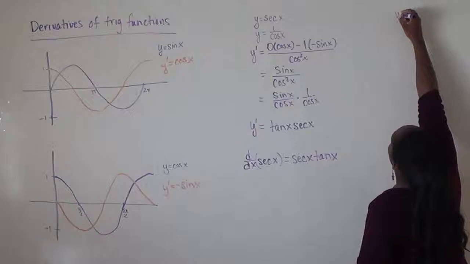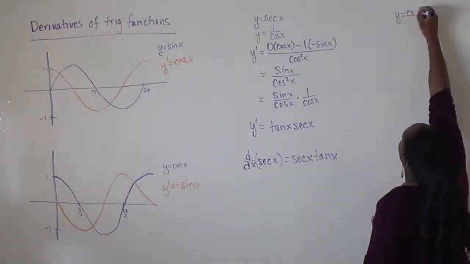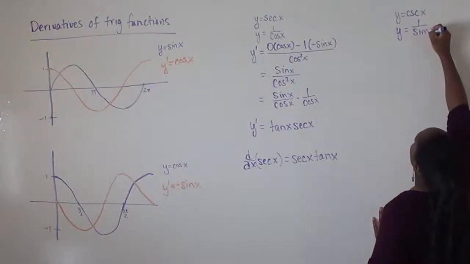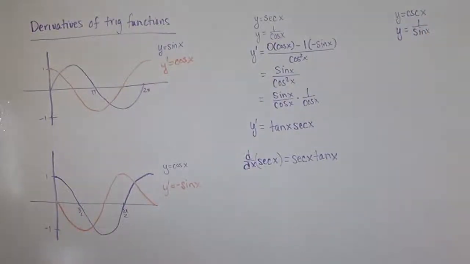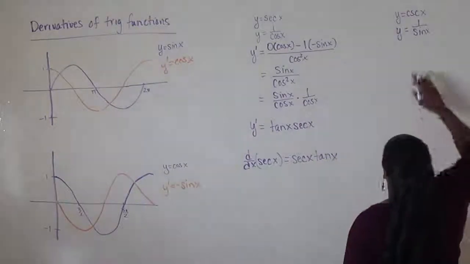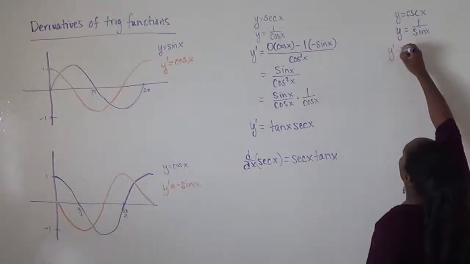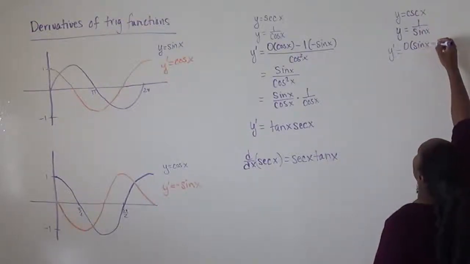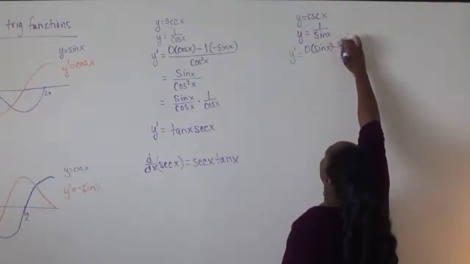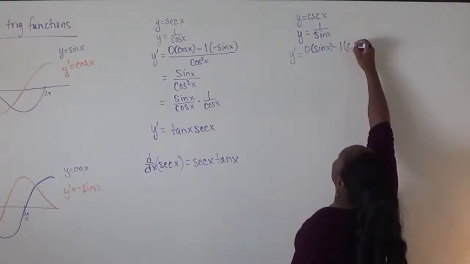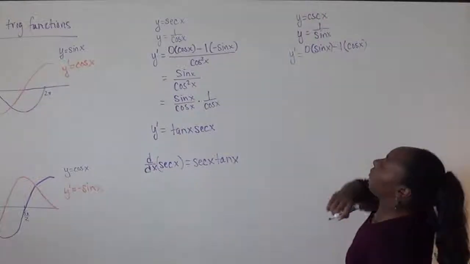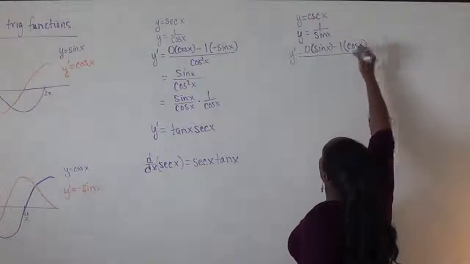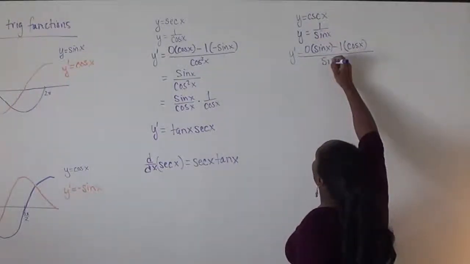Likewise, if we look at the reciprocal of our sine function, so if we look at the cosecant, we can do the same type of thing. So again, we can use our quotient rule. So y prime will equal derivative of the top times the bottom minus the top times the derivative of the bottom, which again we saw derivative of sine is just cosine, all divided by sine squared.